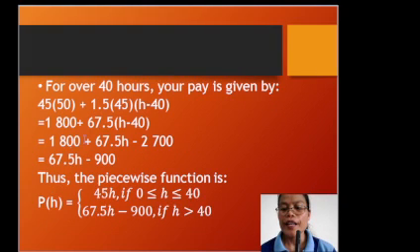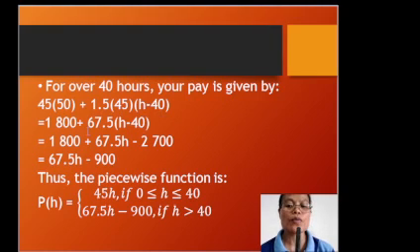If you're working for over 40 hours, your pay is given by 45 times 40 plus 1.5 times 45 times h minus 40. So this will be the formula being used to compute your salary if you work for over 40 hours. So 45 times 40 is 1,800, plus 1.5 times 45 is 67.5 times h minus 40, and we will apply here the distributive property.